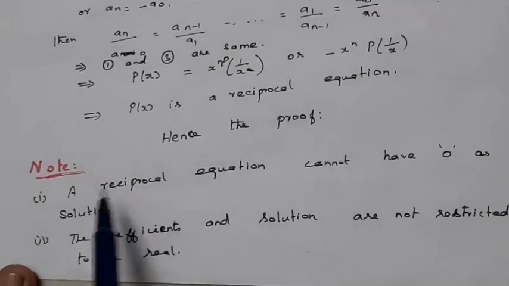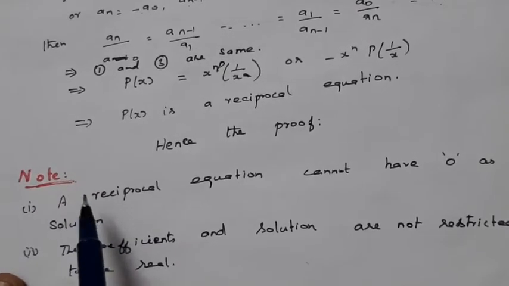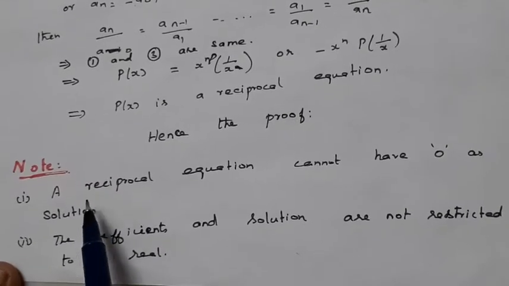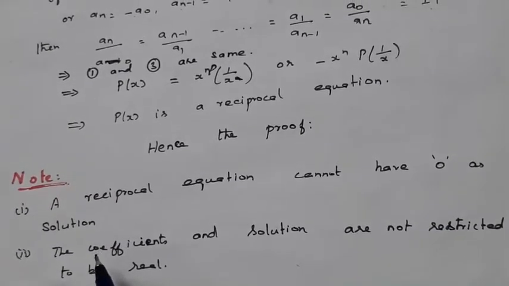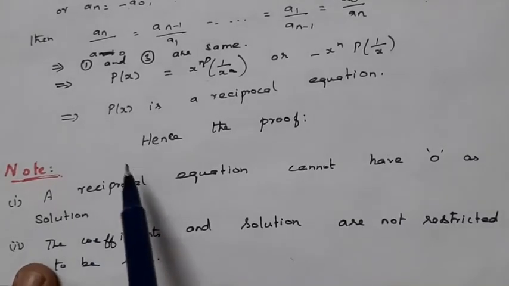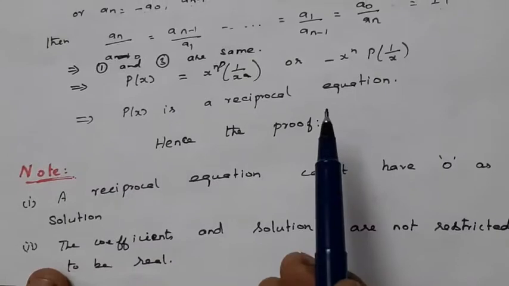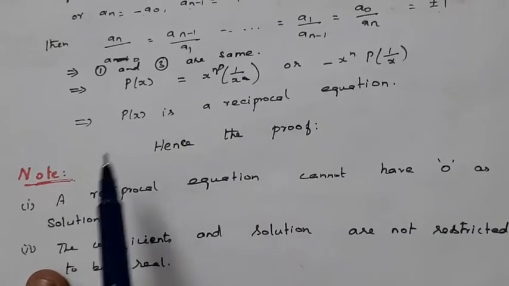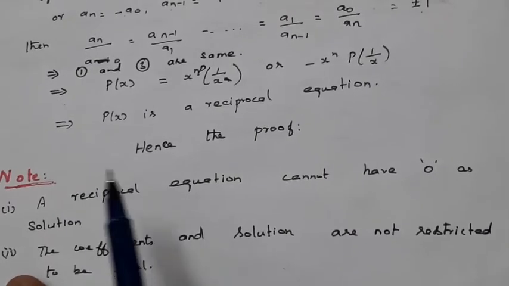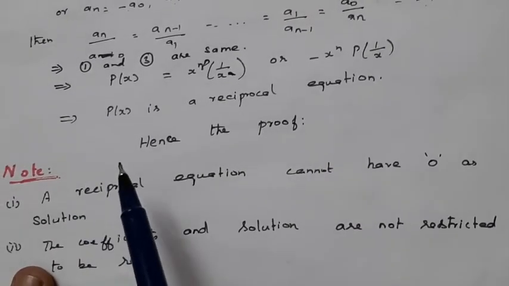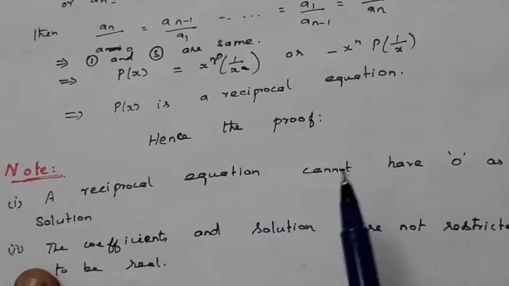Look at it. You have to note down some results according to the reciprocal equation. A reciprocal equation cannot have 0 as a solution, because for a reciprocal equation, the corresponding coefficients from the end and the beginning will be equal. So a n must be equal to a naught. a n must not be 0 because it is the leading coefficient. So as a n is equal to a naught, a naught will be a non-zero number.